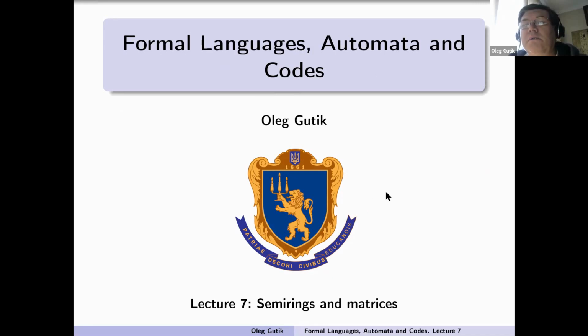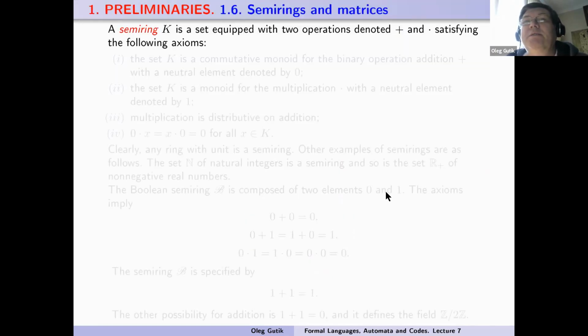Hello everyone, today we start a new lecture on formal languages, automata and codes, and our seventh lecture will be devoted to semirings and matrices. So what is a semiring?